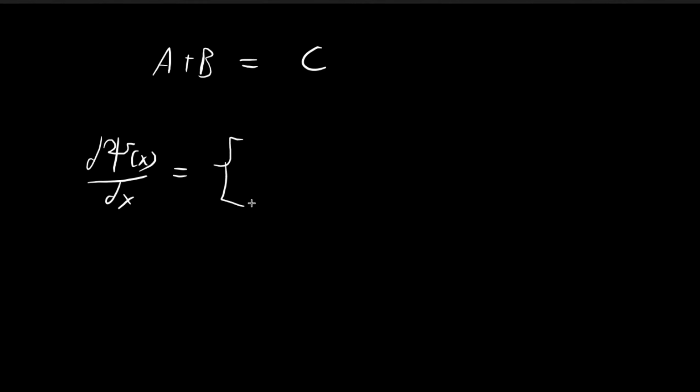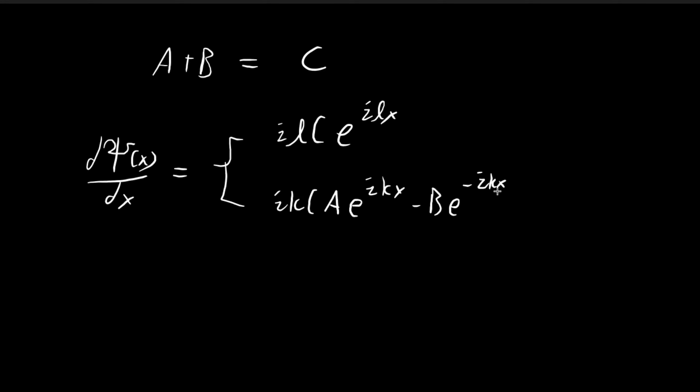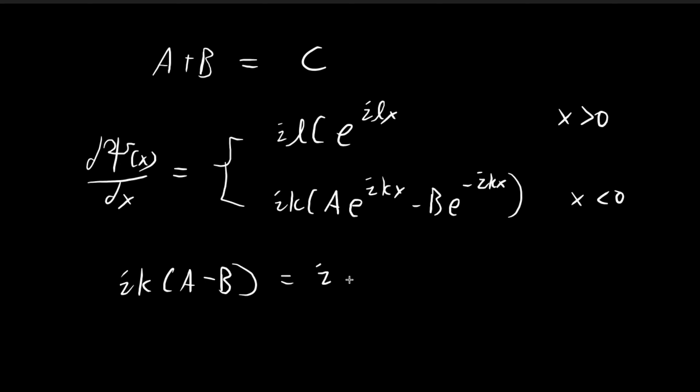So if you differentiate this, you get il e to the power of ilx, and then for this term you get ik a times e to the power of ikx minus b times e to the power of negative ikx. So this is for x smaller than 0, this is for x larger than 0. When you substitute in 0 and equate both sides, you get ik(a minus b) is equal to ilc. So you see that the i's conveniently cancel out. In the end, you can see that a minus b is equal to l divided by k times c.